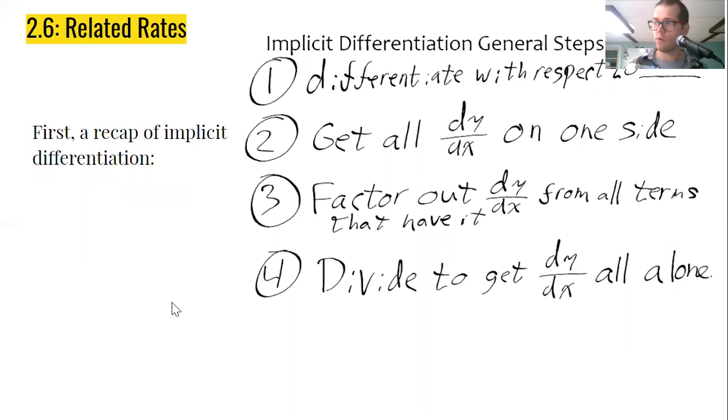Then we want to factor out dy dx from everything that has it, and then divide by those terms or that factor, so you can get dy dx all by itself. That's generally how we solve an implicit differentiation problem. There can be more to it, but that's like general heuristics about where to start and where to go.